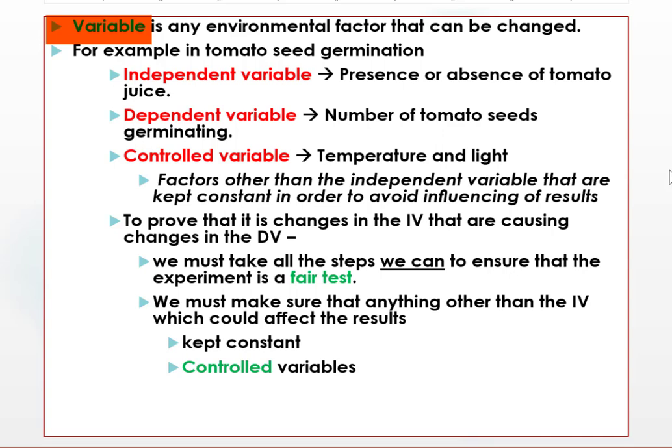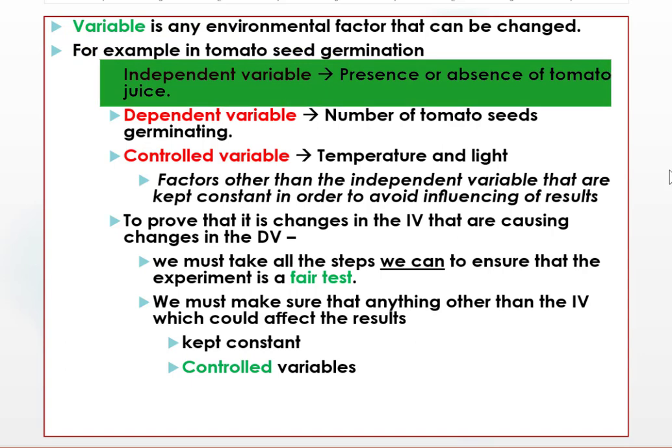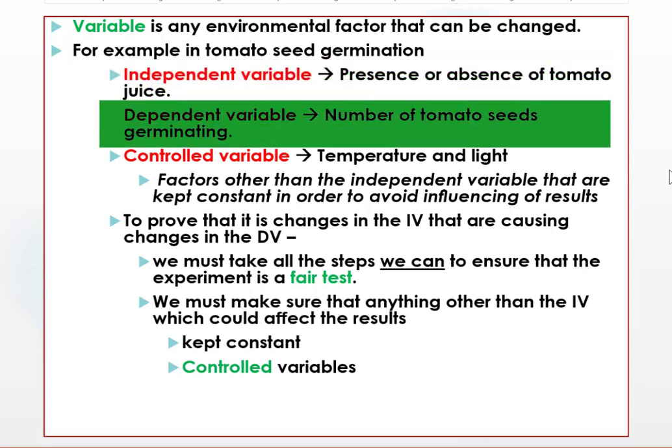In tomato seed germination, the independent variable is the presence or absence of tomato juice that might affect germination of tomato seeds. You see, the presence or absence of tomato juice here is the cause, or independent variable. The dependent variable in this experiment is the number of tomato seeds that get germinated.